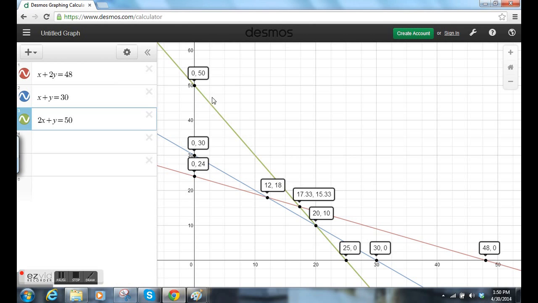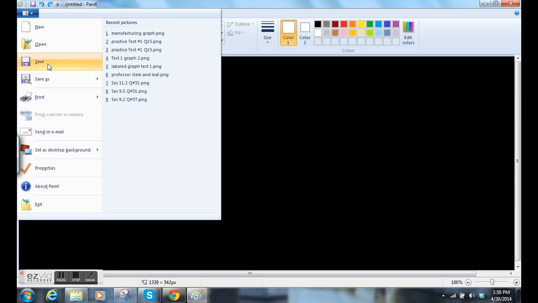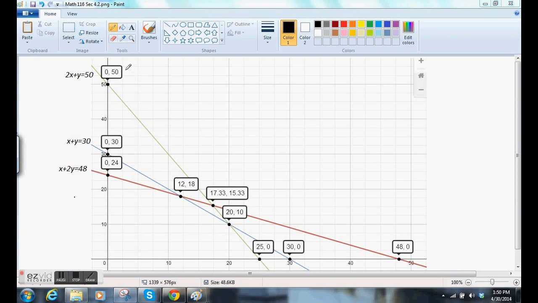So hold on, I'm going to paste this. Actually, maybe I can just pull it up in my paint picture here. Let's get up a new paint picture. Hold on. I took this graph and pasted it here into a nice paint picture. So you should have something that looks sort of like this. And what you're interested in is finding the region where everything overlaps.